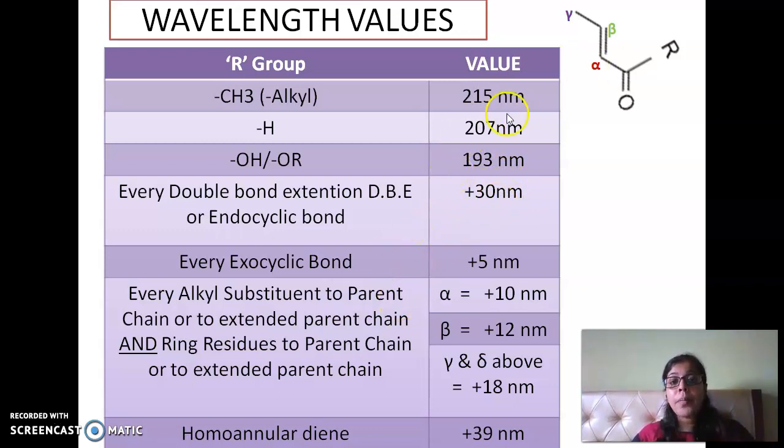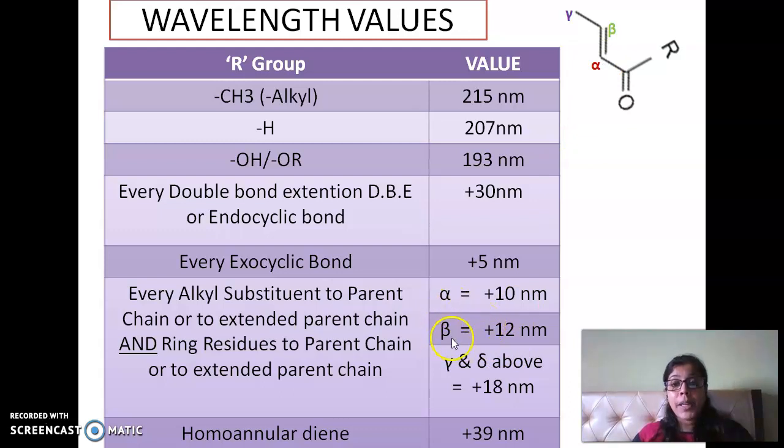Exocyclic bond, that is any bond which is outside the ring, is considered to be plus 5 nanometer. However, we are not going to consider C=O outside the ring because that is a part of our parent. And next are the two very important things, alkyl substituent and ring residue. I have clubbed them together here. Every alkyl substituent, if it is at the alpha position, I am showing you with the cursor, I have to add plus 10 nanometer.